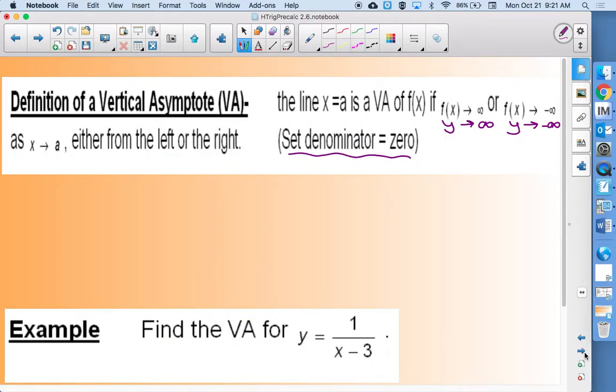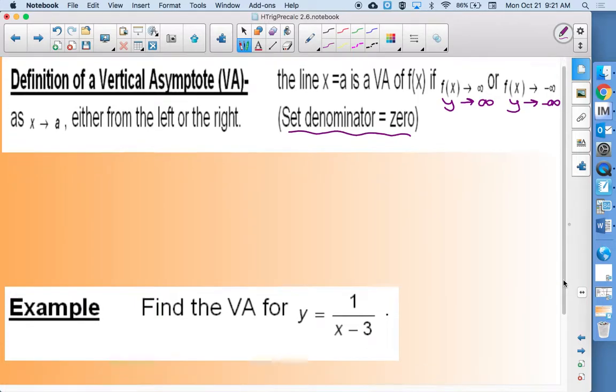Can you ever cross over an asymptote? No, it's a wall. It doesn't exist. So your graph can't cross over it. It can't cross through it if that number can never exist.